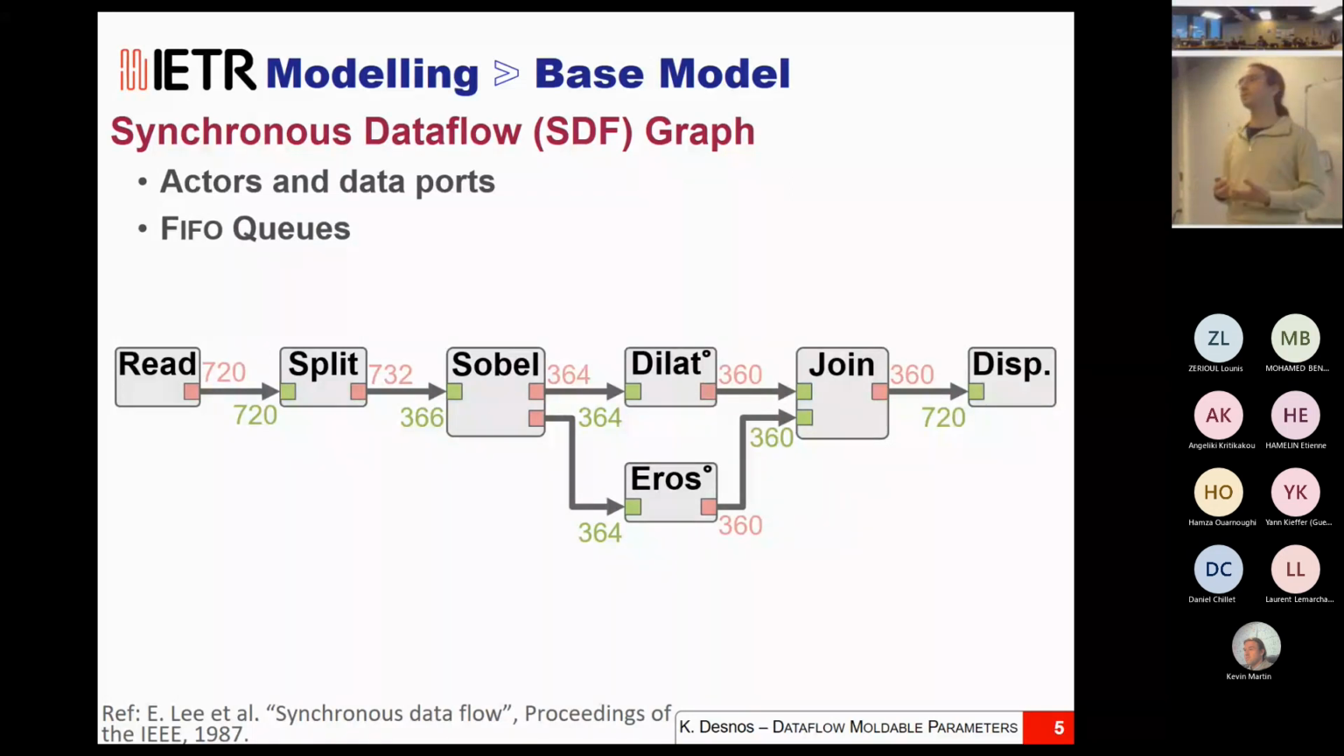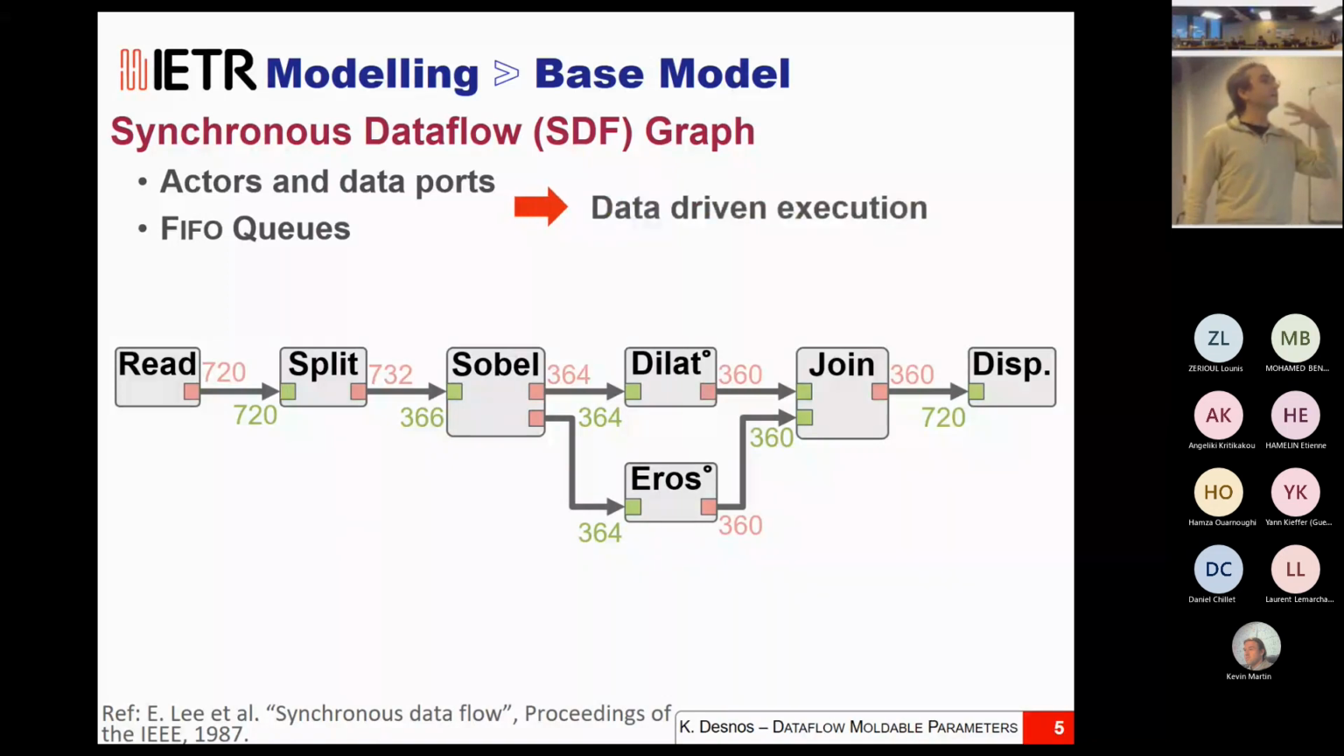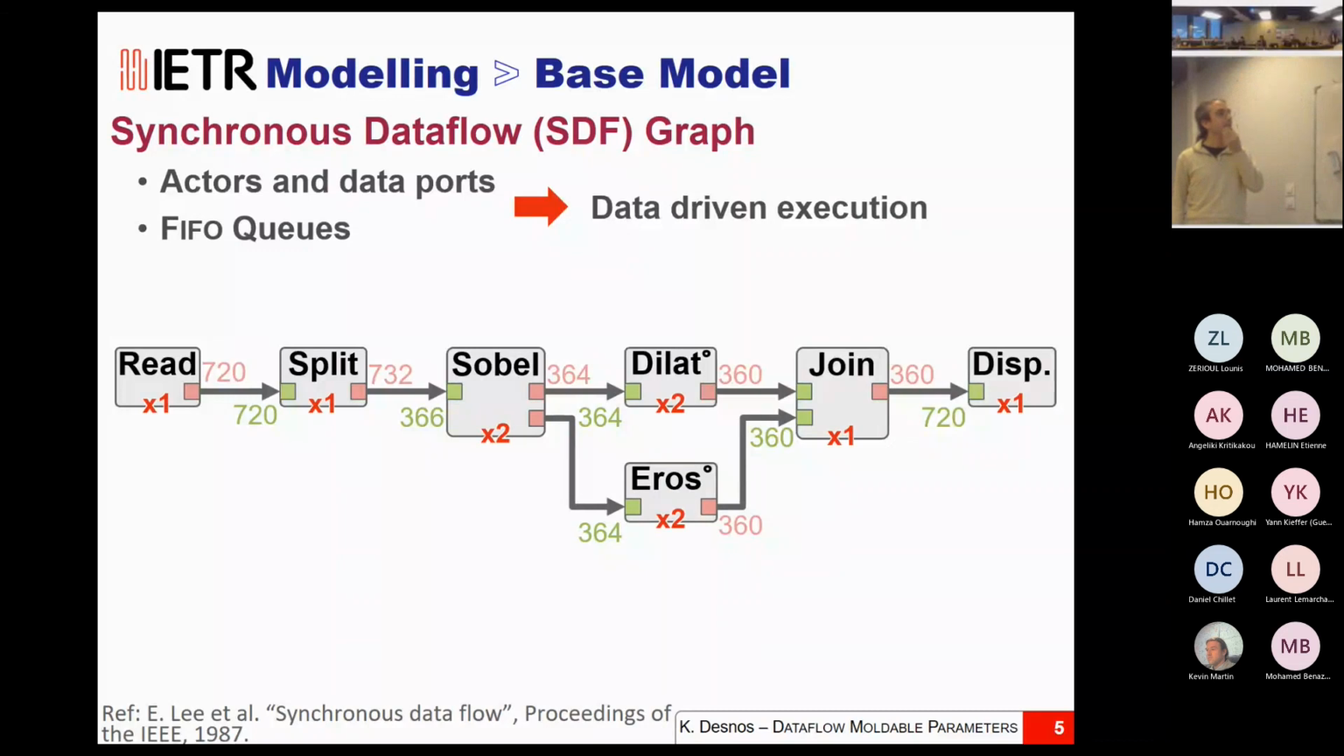It's a model of computation that is very well suited to express many forms of parallelism, data parallelism, and task parallelism mainly. And the execution of this model is data-driven. So once you have enough data tokens in an input FIFO of an actor, this is when you can start the execution of the actor. So here, for example, I know that the split actor produces enough data tokens to start 2 executions of the Moldable actor in parallel. So I have some data parallelism.